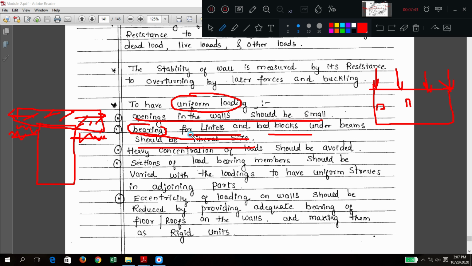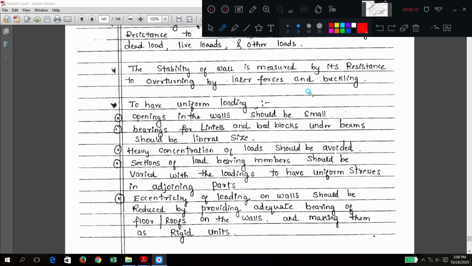This is a lintel. And bed blocks will come when there is a structure like this in the wall. There you are going to have a horizontal member like this. So this is called a bed block. Okay, a corbel structure. There is a corbel, so there you are going to get these bed blocks. So those bearings should be of liberal size. Liberal means a little bit larger size. So the lintel bearing should be larger, as well as the bed block.